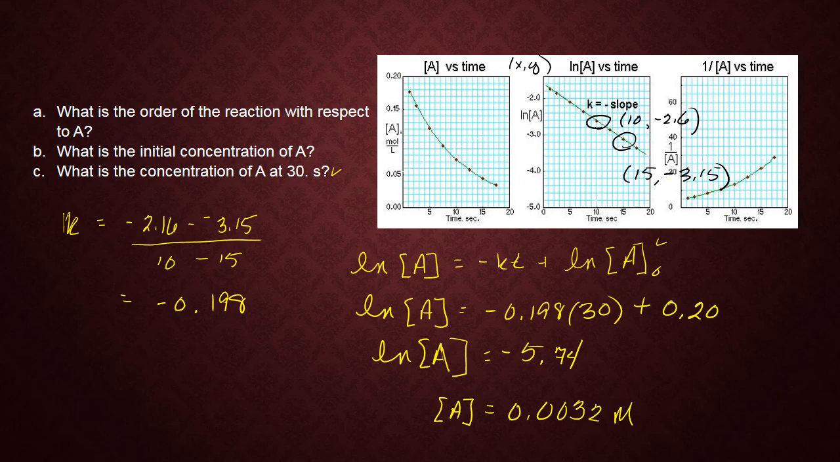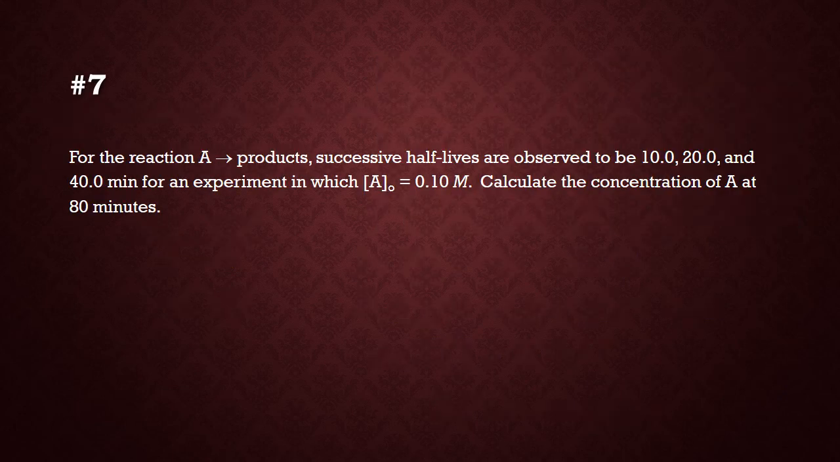If you continue to draw this line down to 30 seconds, your concentration is seriously going to drop. You have a -5 here, and look at that. Yeah, it's going to keep dropping, so that number makes sense on the graph. That number makes sense in reality. We are done with this problem.